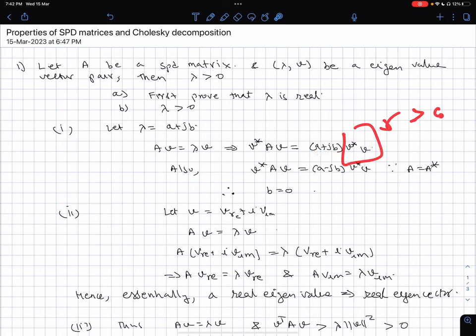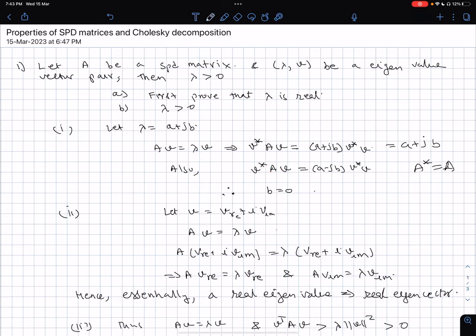This is nothing but equal to a plus jb, and when I take its complex conjugate, this whole thing's complex conjugate, then the V star will come here. This V star will become V here, and here will come A star. But because my matrix is real and symmetric, if A is a real and symmetric matrix, as we are dealing with in this course, then A star will be equal to A.